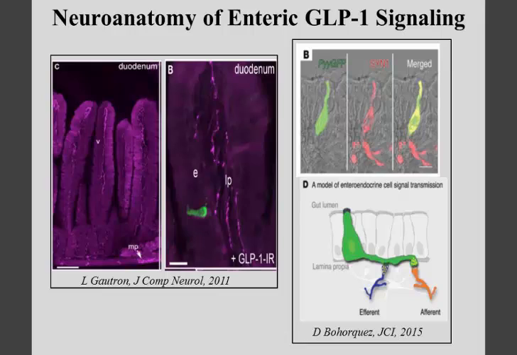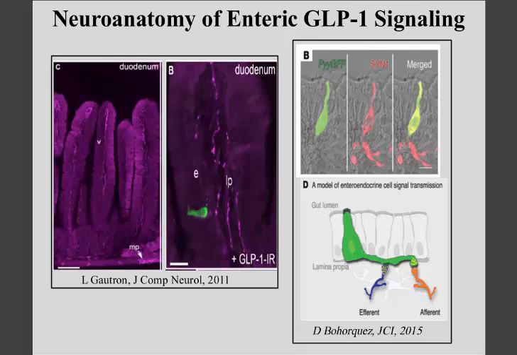This is depicted in the schematic below, where the green enteroendocrine cell has this extension called a neuropod. And neurons interact with this neuropod where signaling can occur. So this gives two ways for gut hormones to signal, through the blood and through neural reflexes.